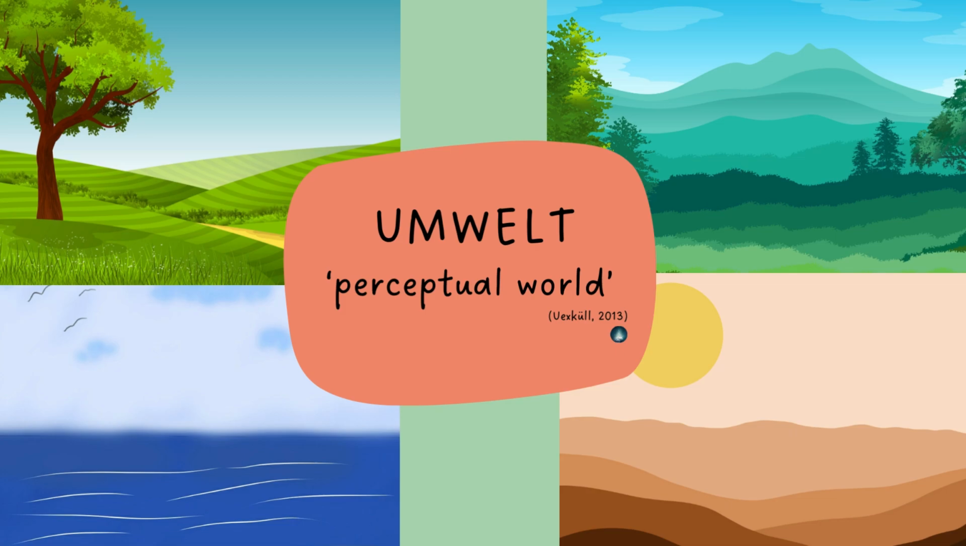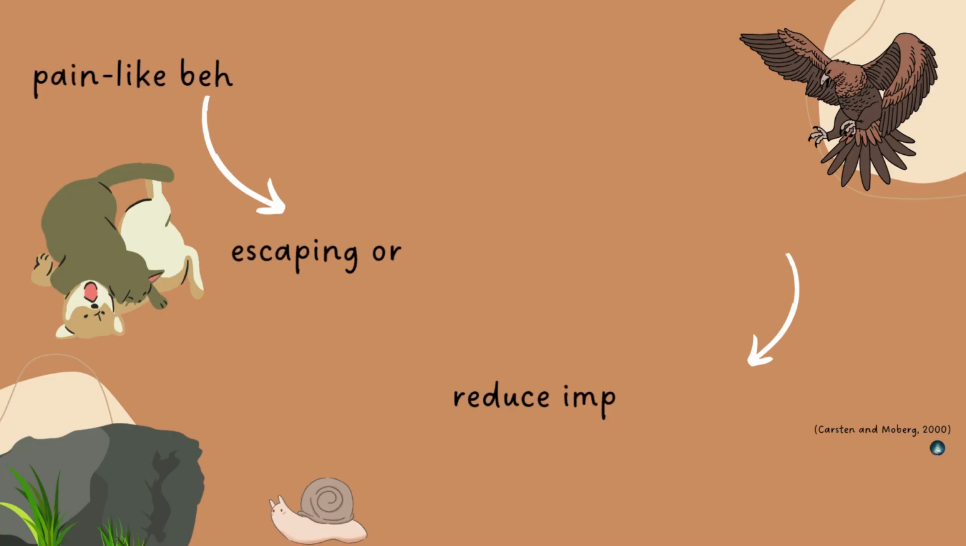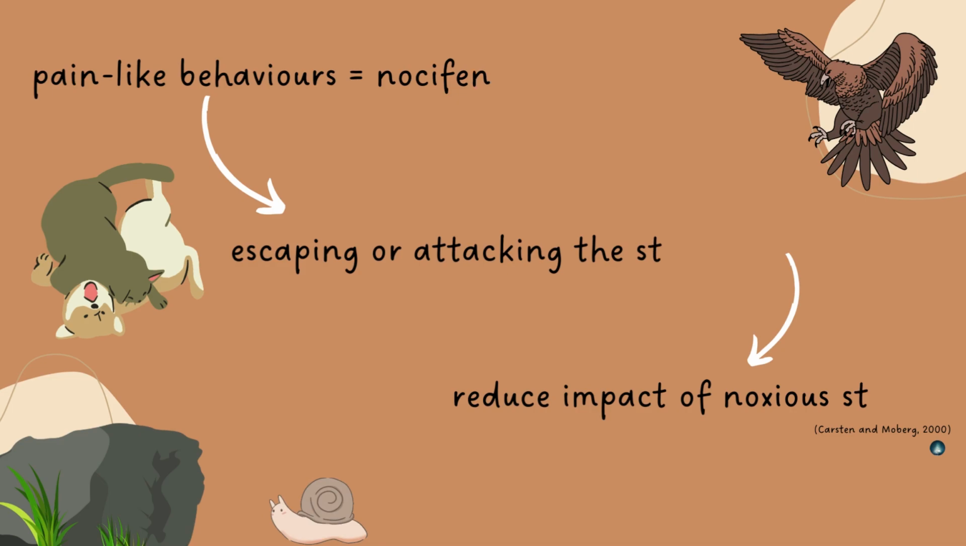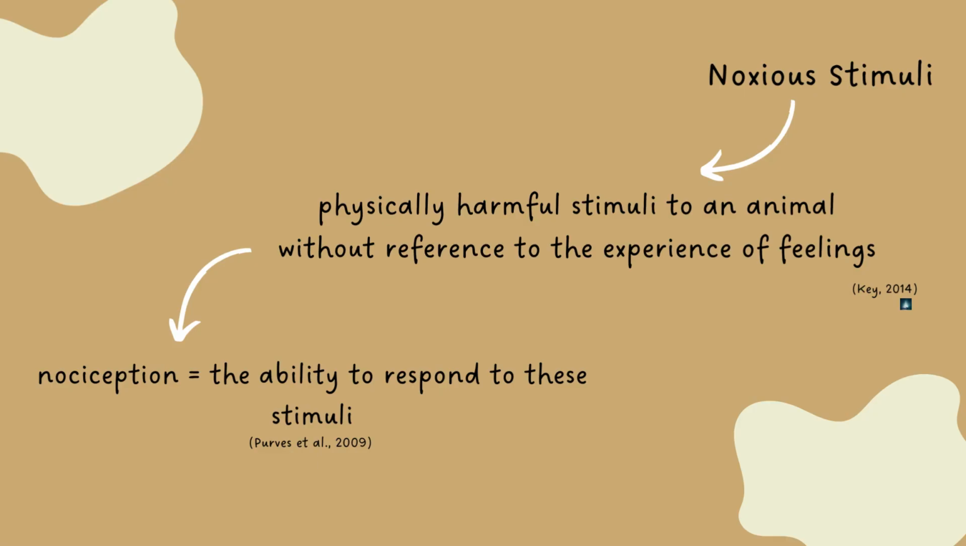Well, it is proposed that we can examine an animal's Umwelt of pain by observing the general appearance and pain-like behaviour they display. These pain-related behaviours, also called nociceptive reactions, can include escaping or attacking the stimulus, or are done to avoid or reduce the impact of noxious stimuli. And to clear things up, noxious stimuli are physically harmful stimuli to an animal without reference to the experience of feelings, thus producing the concept of nociception as the ability to respond to these stimuli.